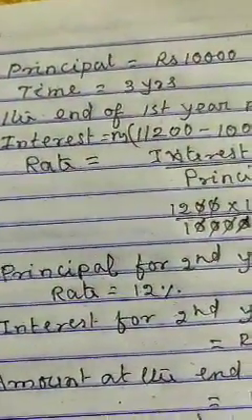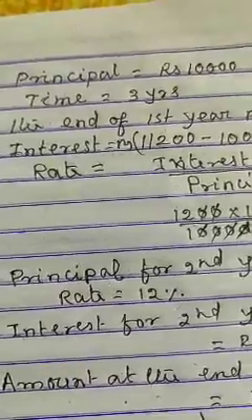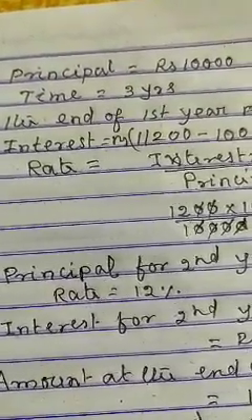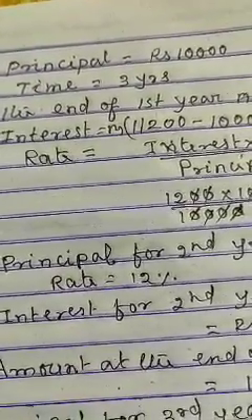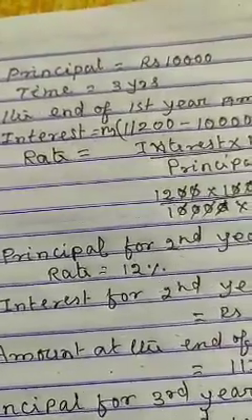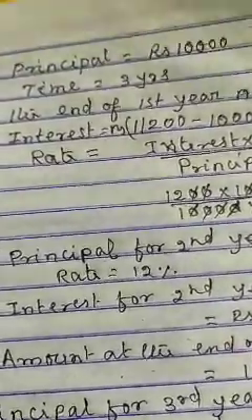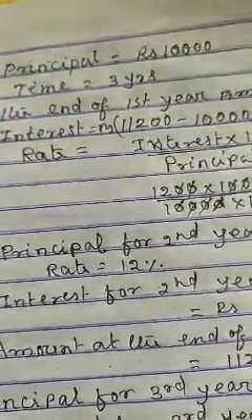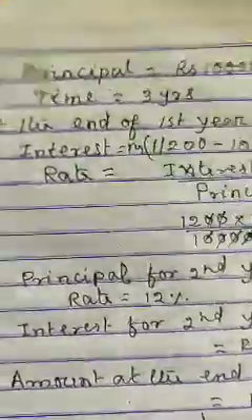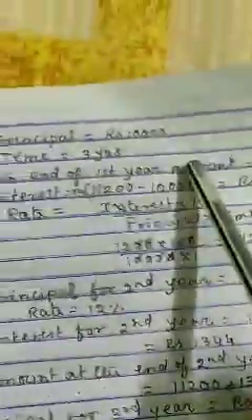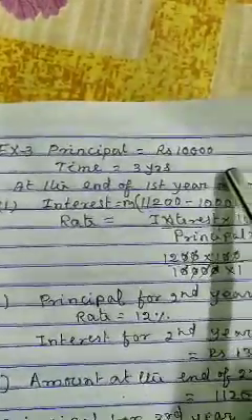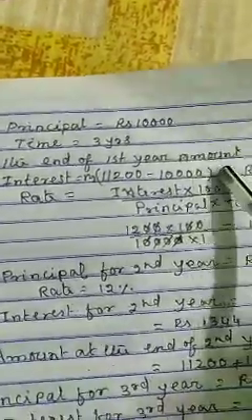It amounts to 11,200. Calculate the rate of interest, the interest accrued in the second year, and the amount at the end of the third year. Let us see that the principal is equal to 10,000, time is equal to 3 years. At the end of the first year, the amount is equal to, given how much?